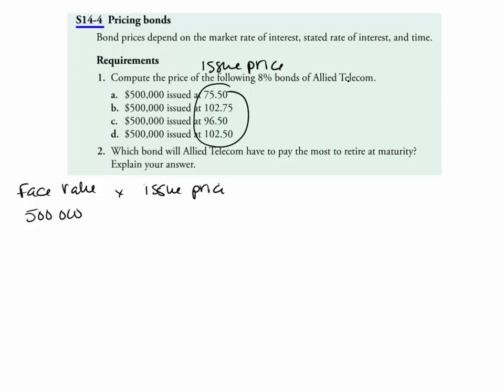If it's below 100, it's a discount. If it's above 100, it's a premium. So this is a premium, this is a discount. Because what this basically tells you is how much of that face value you're getting up front. So for this first one, it's issued at 75.5, which means you're getting 75.5% of the face value.